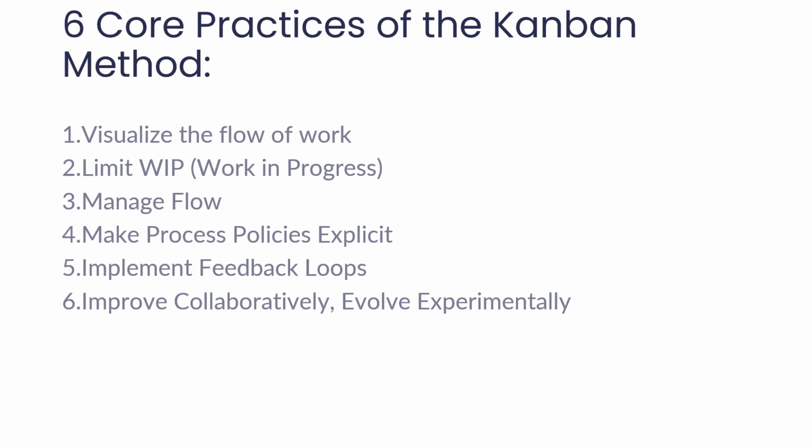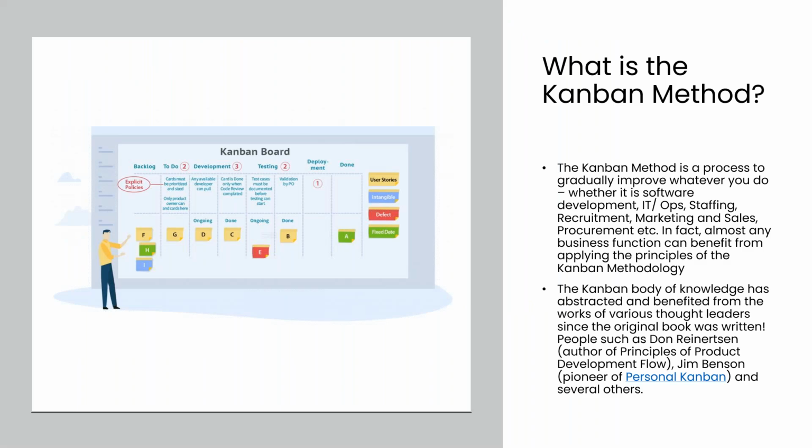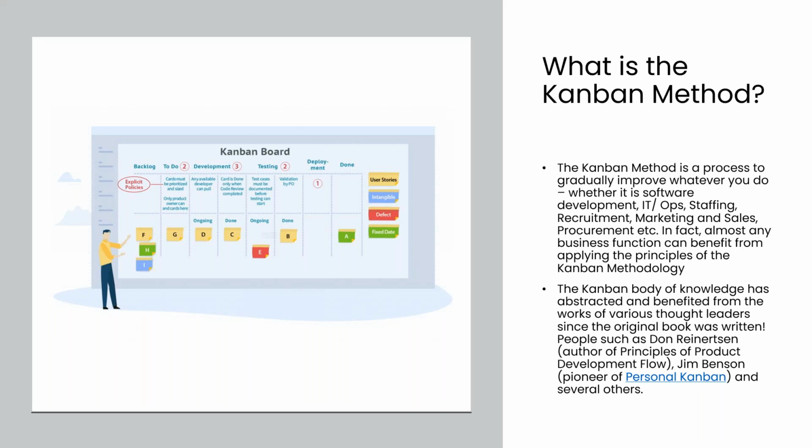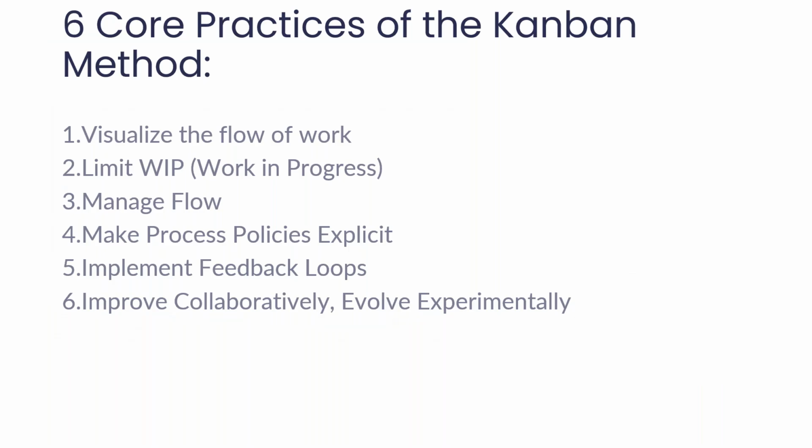Make process policies explicit. Everything is explicit here, they are writing on a board visible to all. Whatever policies you have, write them or make them explicit, tell them. Implement feedback loops here also. After you finish one or two tasks, have the feedback and then implement the feedback loops. Improve collaboratively, evolve experimentally. So work collaboratively, improve, and then evolve experimentally.